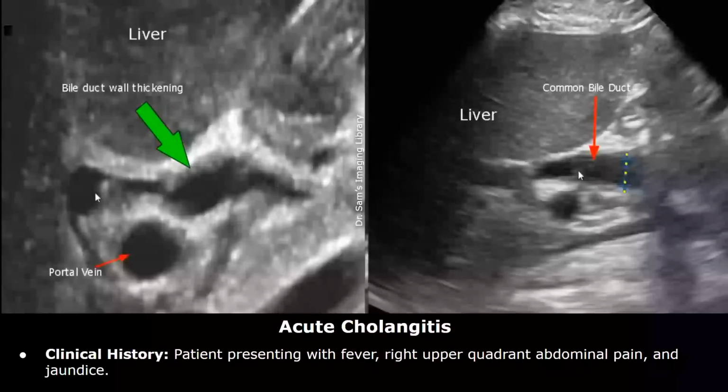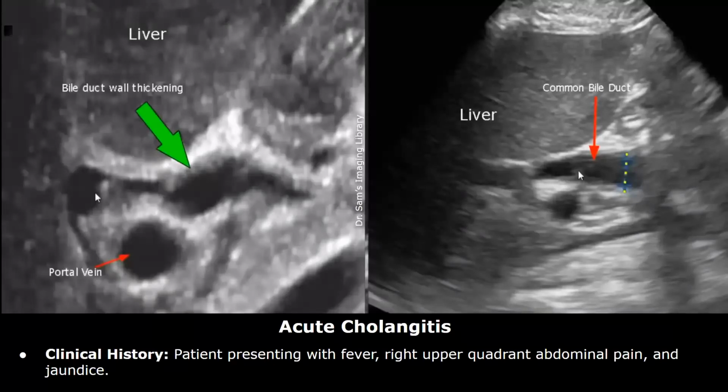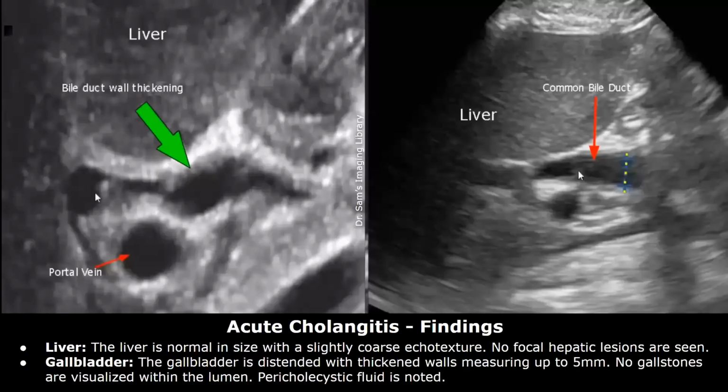This report is of acute cholangitis. Clinical history: patient presenting with fever, right upper quadrant abdominal pain, and jaundice. The liver is normal in size with a coarse echo texture. The gallbladder is distended with thickened walls measuring up to 5 mm. No gallstones are visualized within the lumen. Pericholecystic fluid is noted.